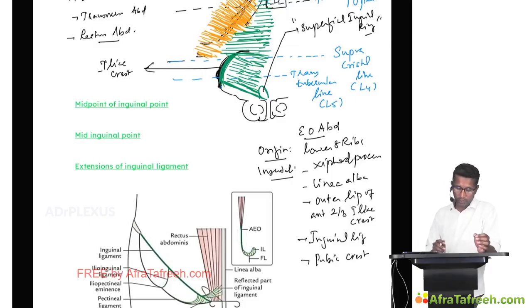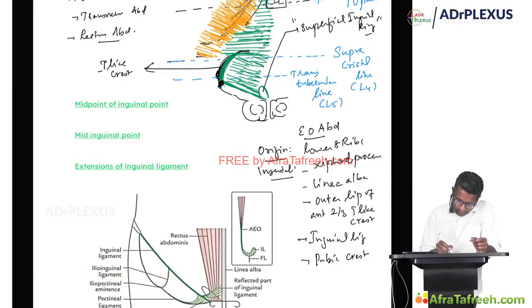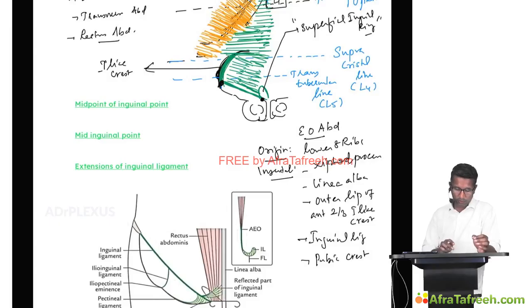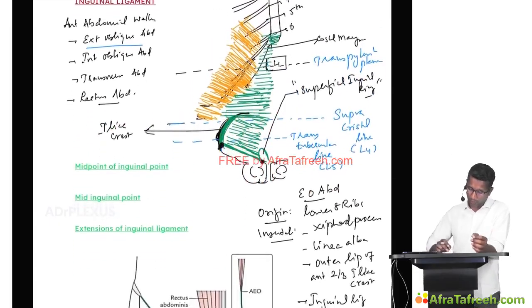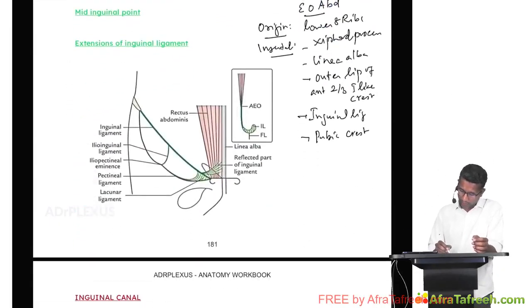If you take the inguinal ligament, it is attached laterally to this point, which is called the anterior superior iliac spine, and here it is attached to the pubic tubercle. This is the attachment of the inguinal ligament. So we are discussing the inguinal ligament. How is the inguinal ligament formed?